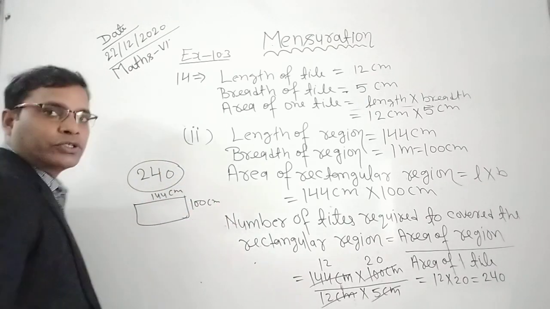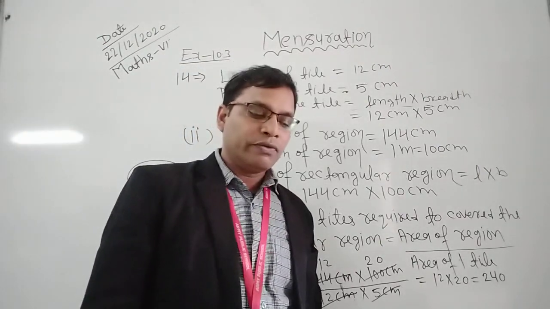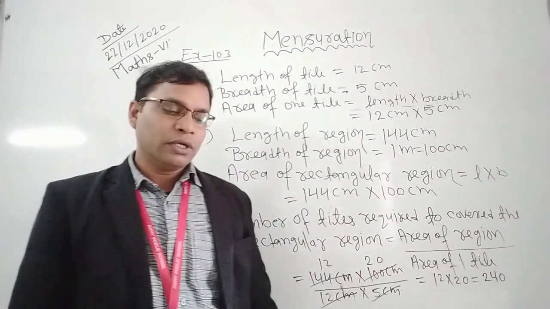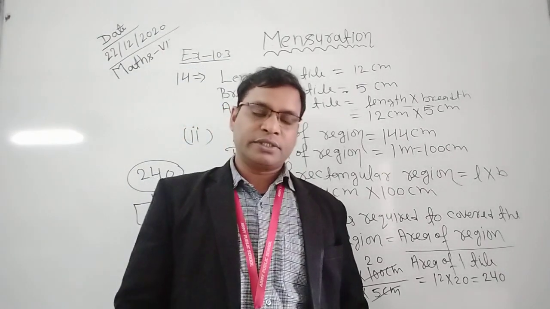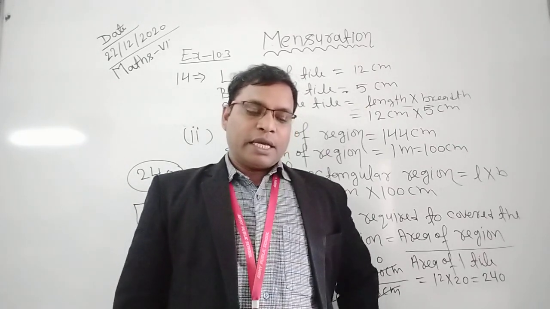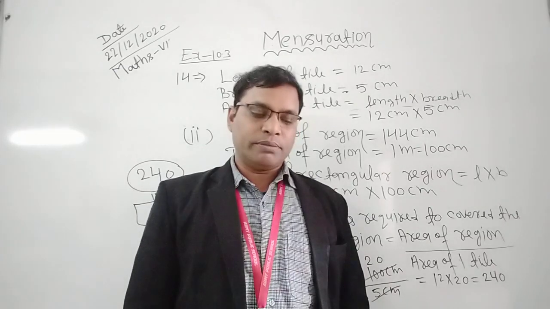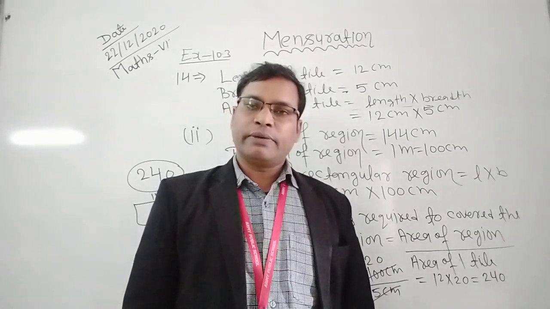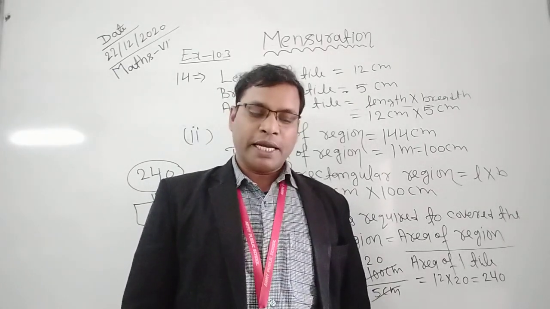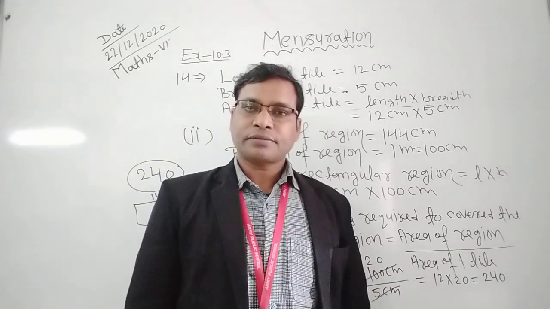So students, I hope all have understood these questions. Now we are going to discuss the next question, question number 15. In question number 15, the area of a rectangular plot is 340 square meters. If the breadth is 17 meters, find its length and perimeter.